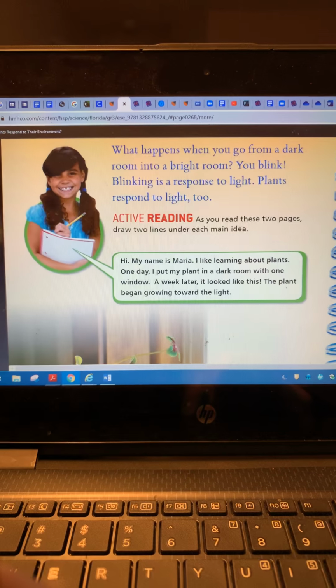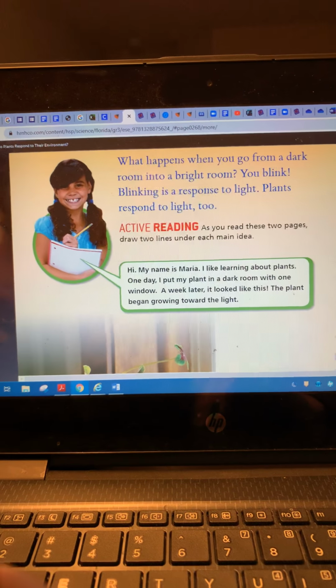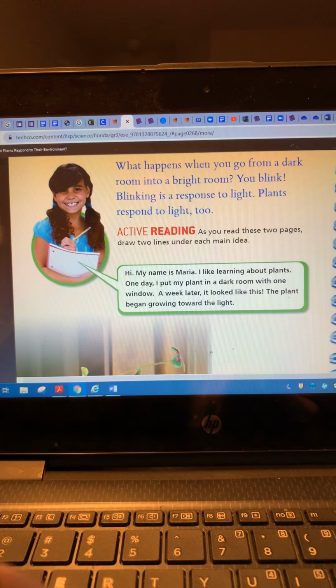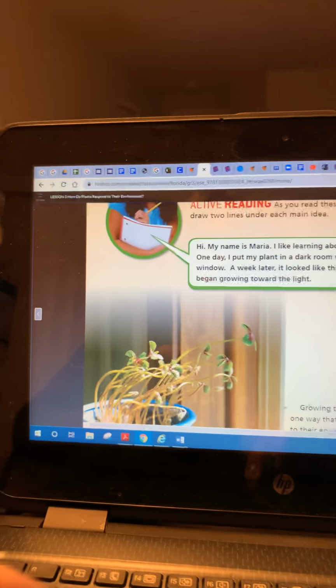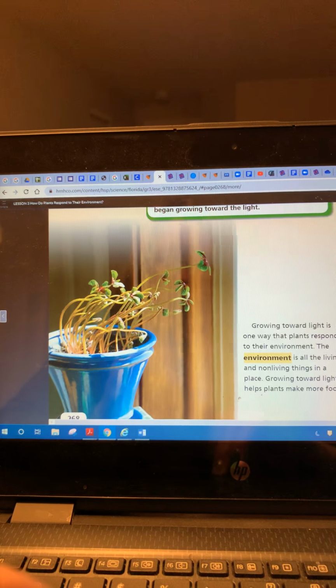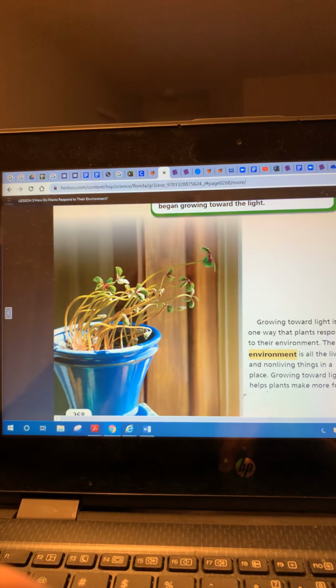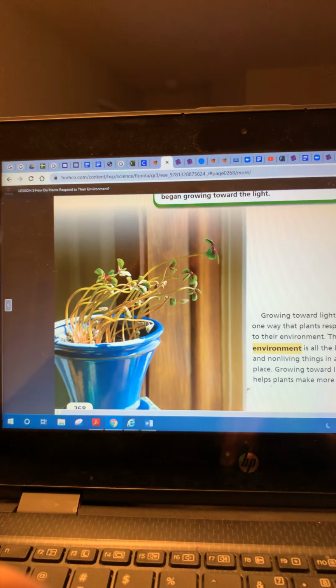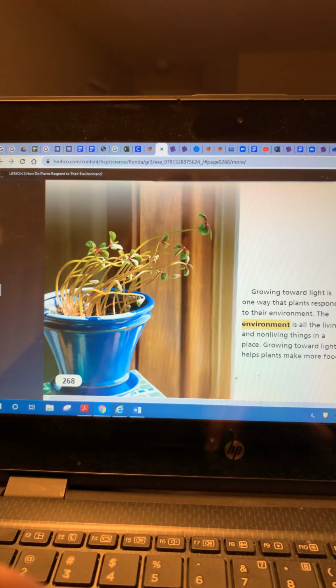She says, "Hi, my name is Maria. I like learning about plants. One day I put my plant in a dark room with one window. A week later, it looked like this. The plant began growing toward the light." Growing toward the light is one way that plants respond to their environment. The environment is all the living and non-living things in a place. Growing toward light helps plants make more food.